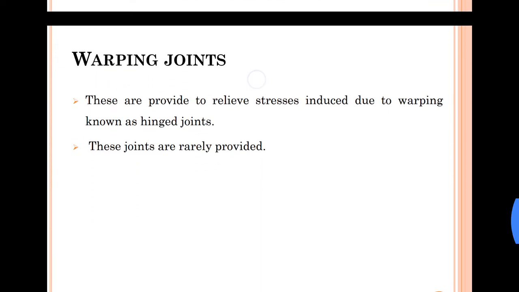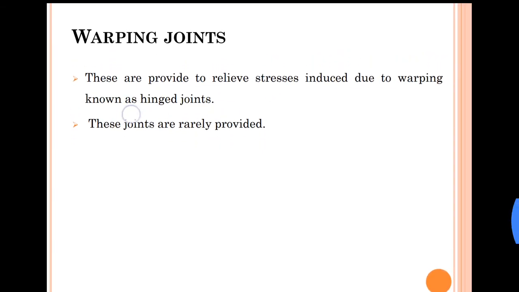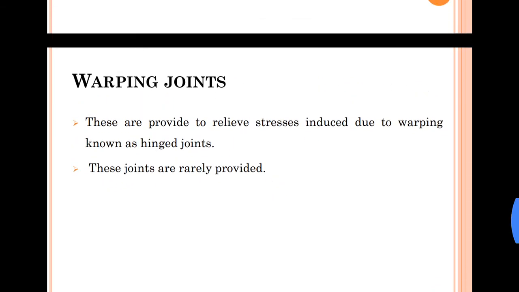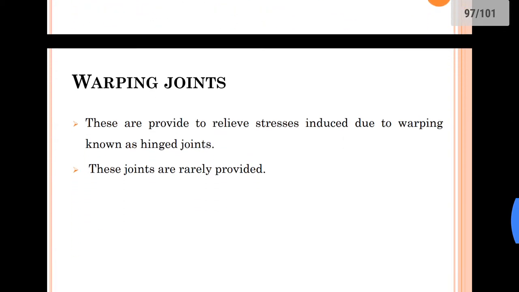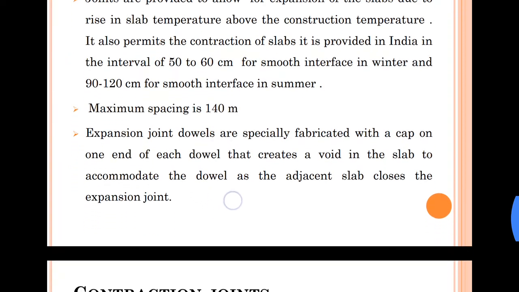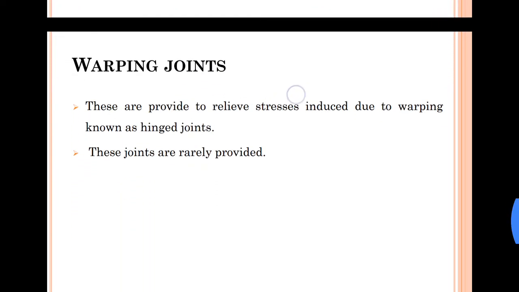Then we have warping joints. These are provided to relieve stresses induced due to warping, and are known as hinged joints. These joints are rarely provided, since we already provide the contraction and expansion joints. If there is lesser provision of expansion and contraction joints, then we can also plan to provide the warping joints.